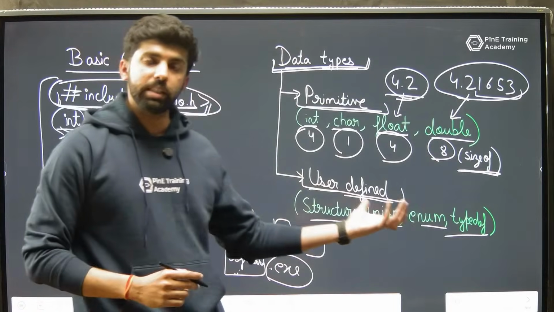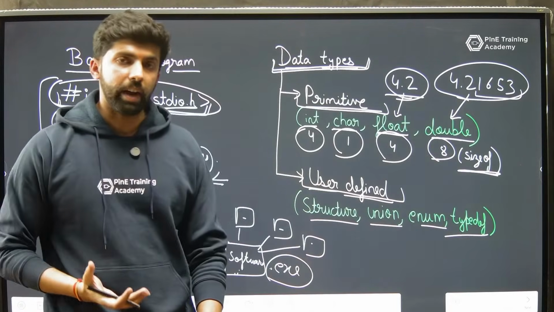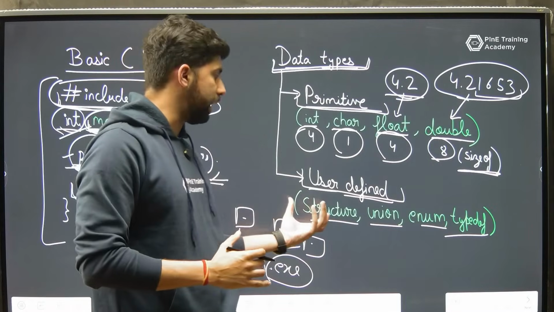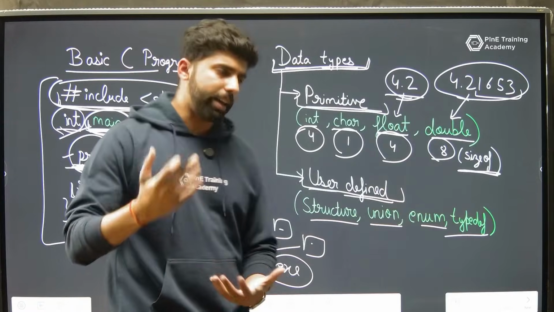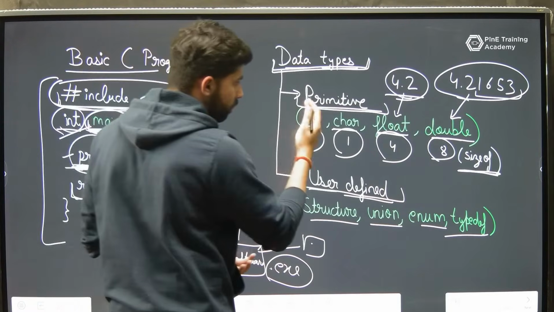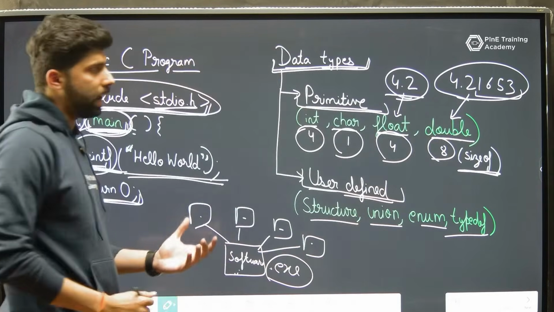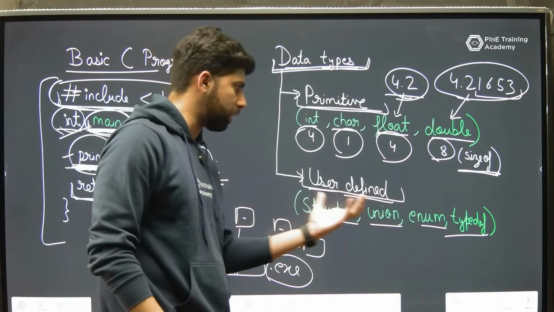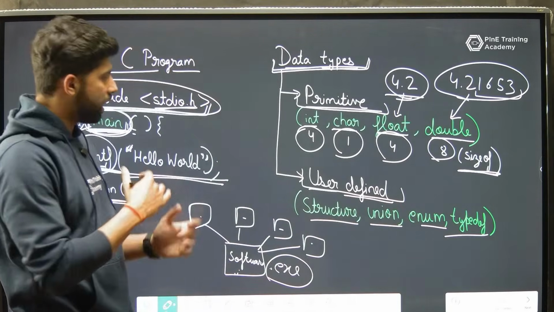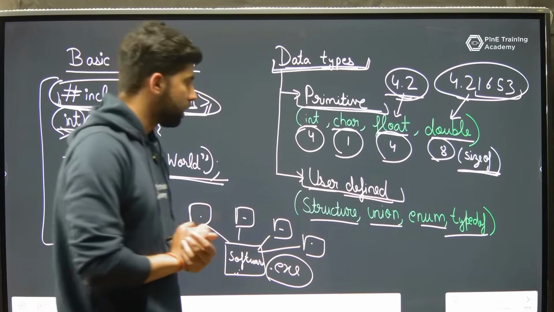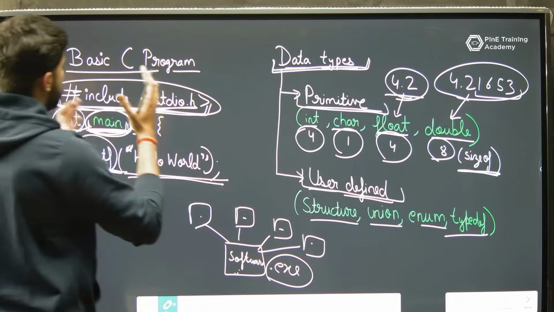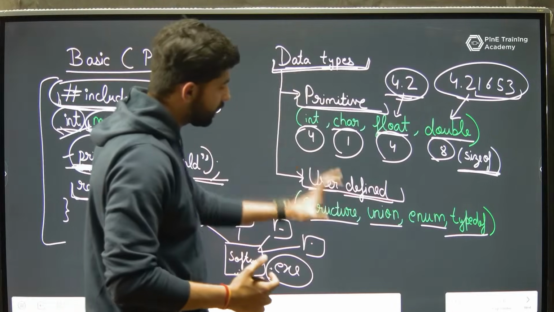And as the name suggests, these are user defined. That means a user will define them according to their need. So this is for a later part, but for now you should know the basic or primitive data types. Structure, union, enum and typedef, you can understand later when we have covered all the basic topics. Okay, so this is a basic C program and these are the data types.